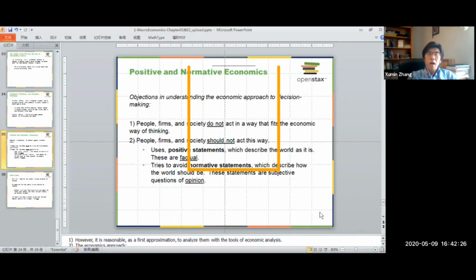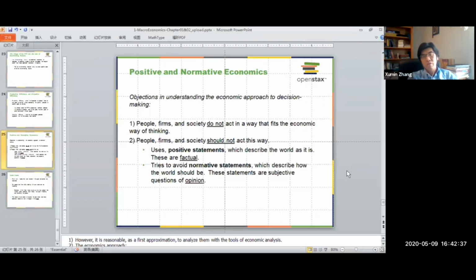All right, so I leave this positive and normative statement economics. I also borrowed a video from Professor Strickland, you can just use that video to understand. Simply speaking, it's about statements regarding economic topics. If it is an objective one, we call it a positive statement. If it is more subjective, we call it a normative statement.